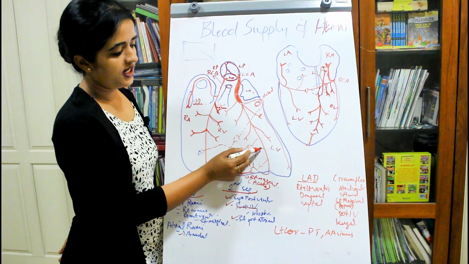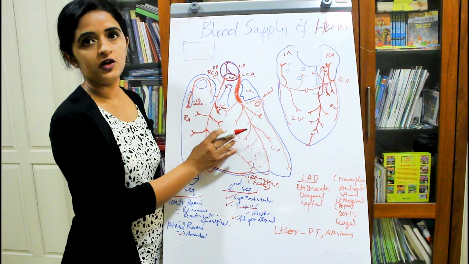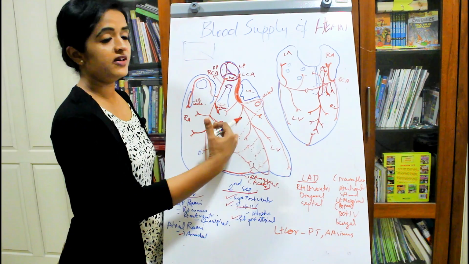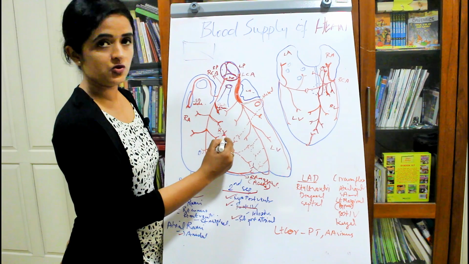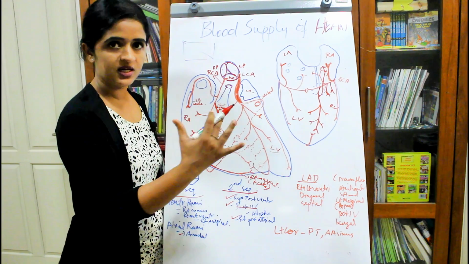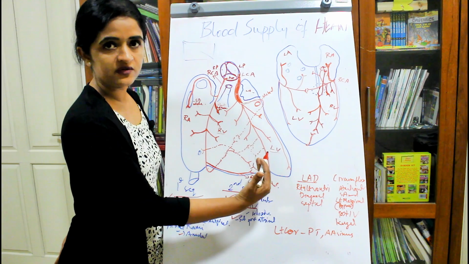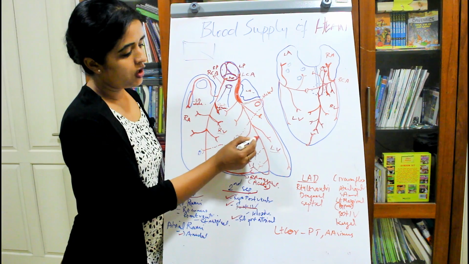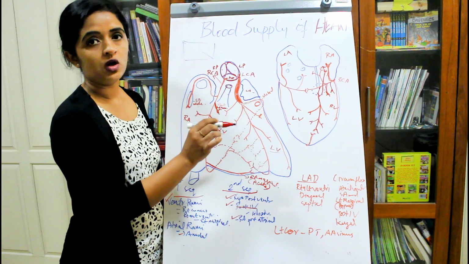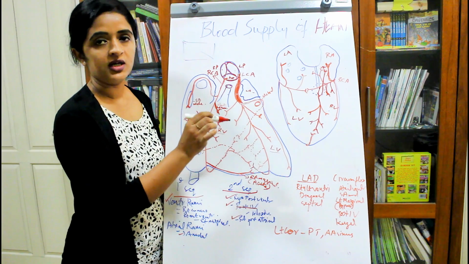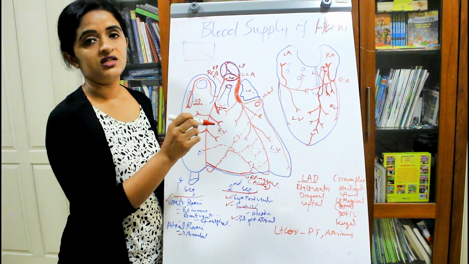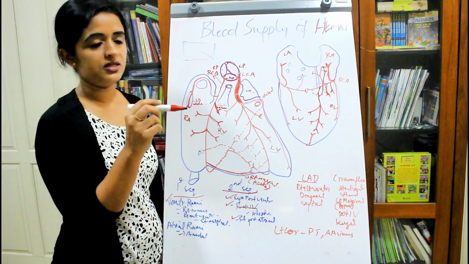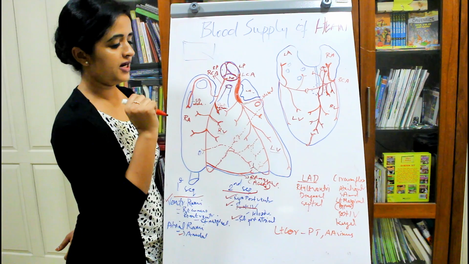The branch which is running along the anterior interventricular groove. We have discussed the posterior interventricular groove, and likewise we have an anterior interventricular groove, because this is the right ventricle, this is the left ventricle from the anterior aspect. So the groove between the right and left ventricle, you call the anterior interventricular groove. The branch running along it, you call the anterior interventricular branch or left anterior descending. The short form which we use is LAD, left anterior descending or anterior interventricular branch.